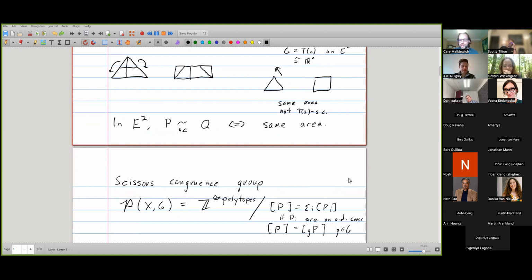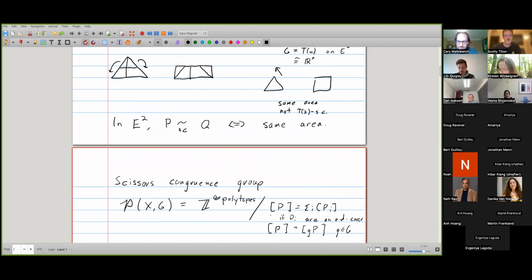So when people studied this, they found it very helpful, even before the homotopy theorists got involved, to phrase this in the form of an abelian group. So this is the scissors congruence group. Here, X is my geometry, G is my subgroup of the isometry group. And I define this group P of X, G by taking the free abelian group on all the polytopes. And then I mod out by two relations.